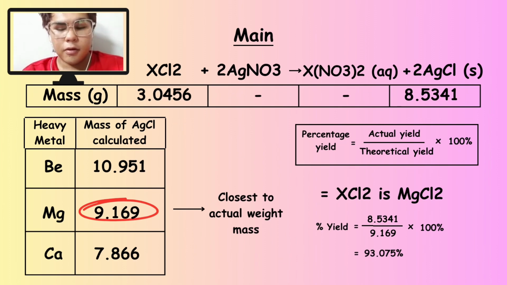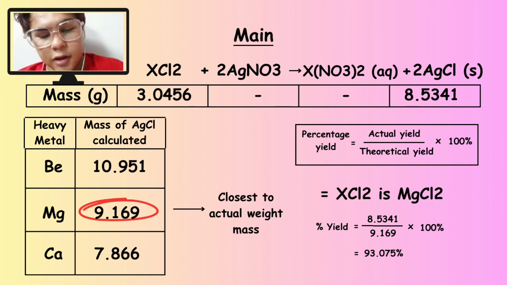From the table, we can see that the mass of MgCl2 is the closest to the actual weight mass. So, we can calculate the yield percentage by using the formula: actual yield, which is 8.5341, over theoretical yield, which is 9.169, times 100, and get 93.075%.